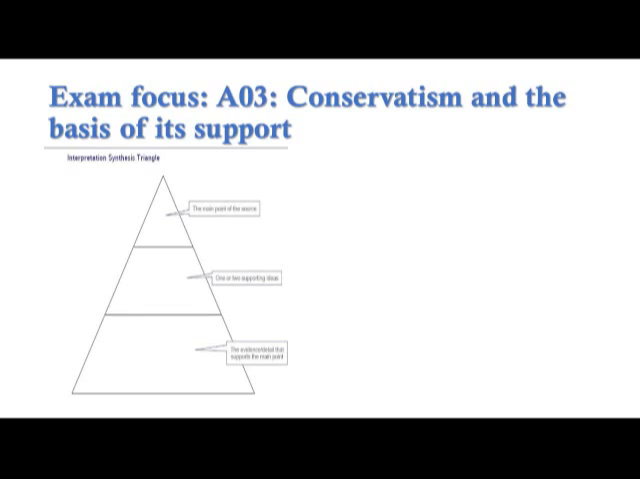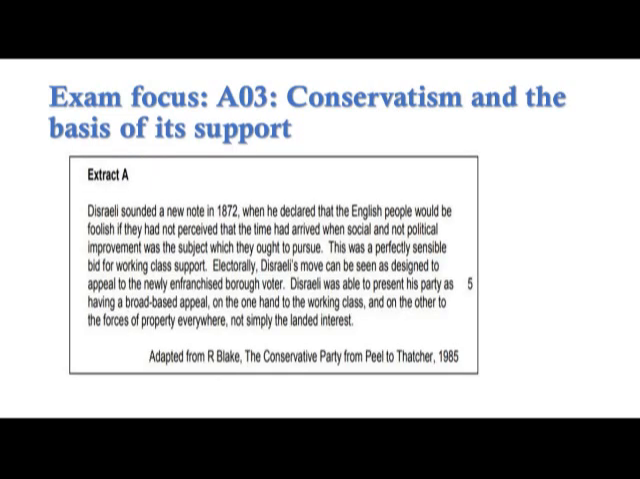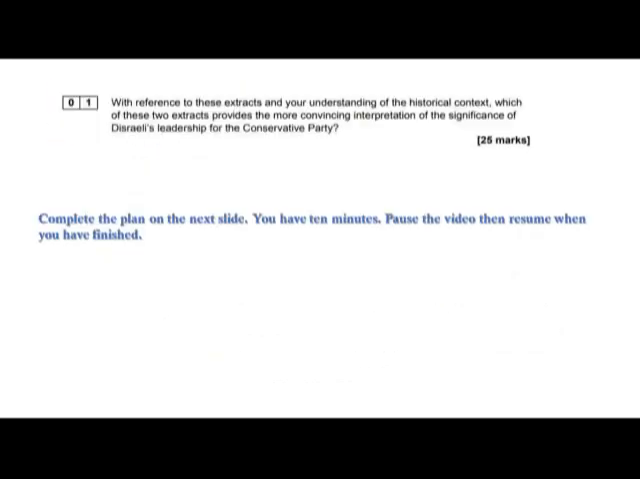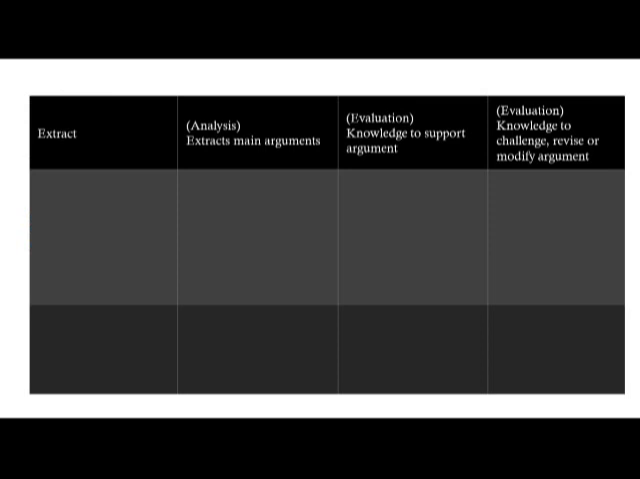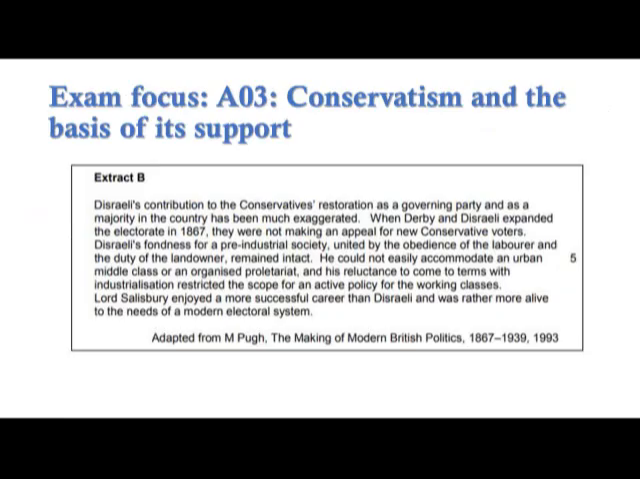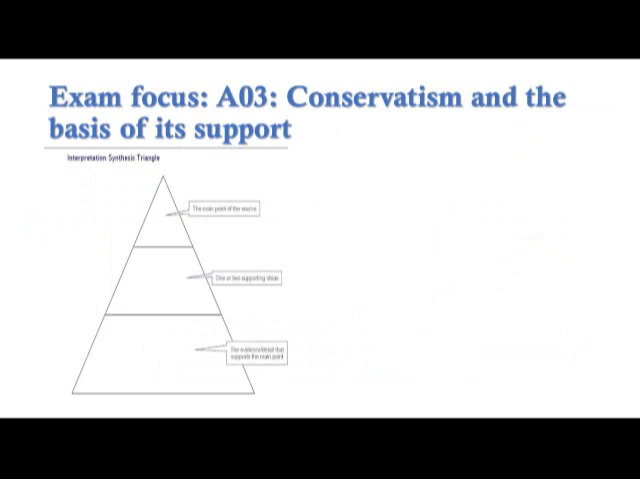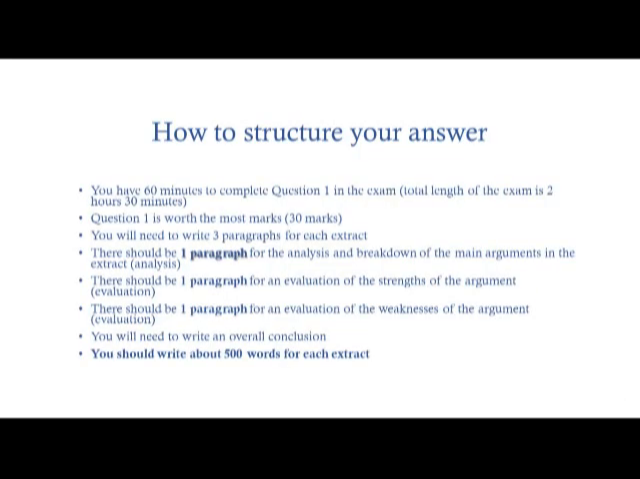Okay, we're not going to have time to go through the next couple of slides. This is an AO3 exercise. It's looking at the basis of the conservative support up until the 1860s under Lord Derby and Disraeli. So if you have time, please complete the planning exercise at the very least. Just again, with our synthesis triangle, breaking down the main argument of the historian and any supporting arguments and supporting evidence. So obviously that's from an AS paper, so there were only 2 extracts.